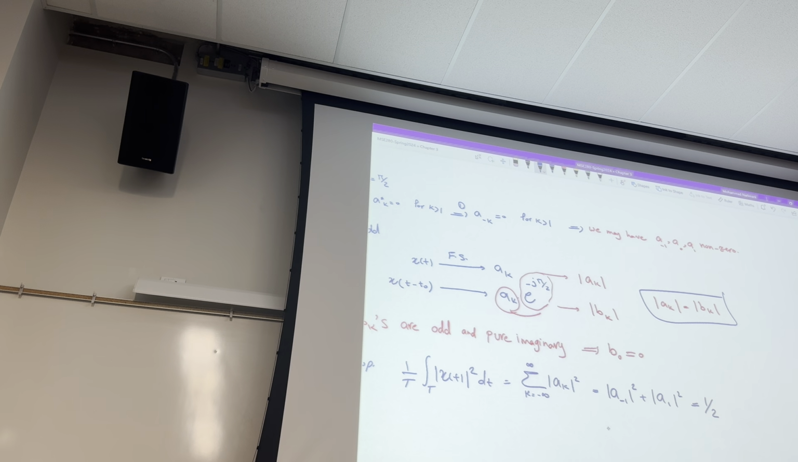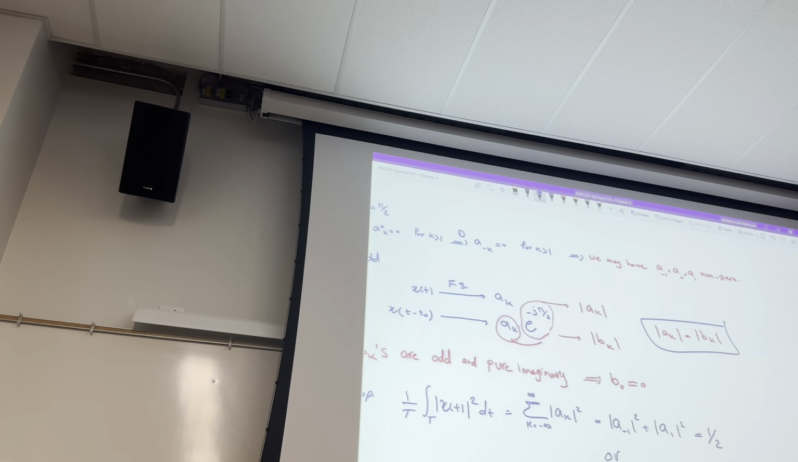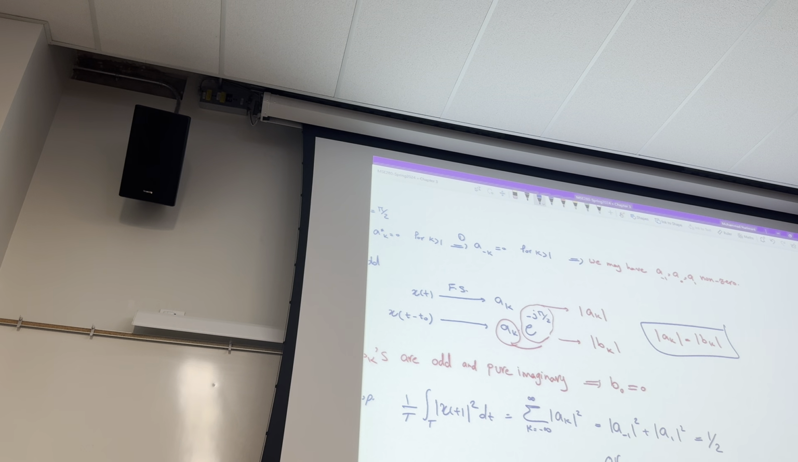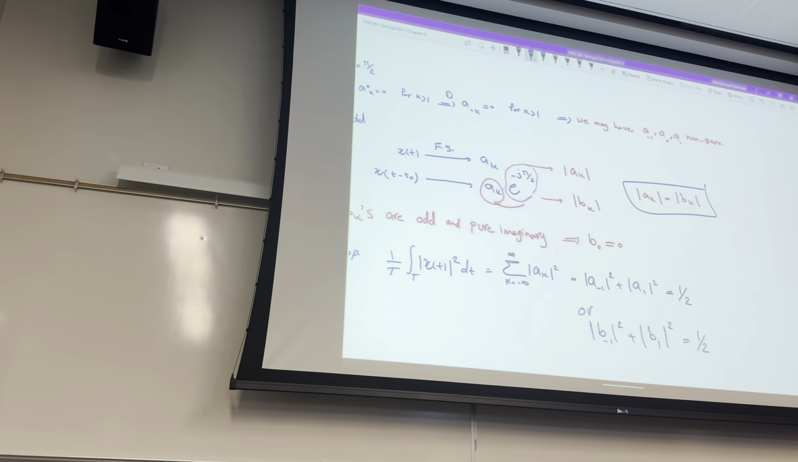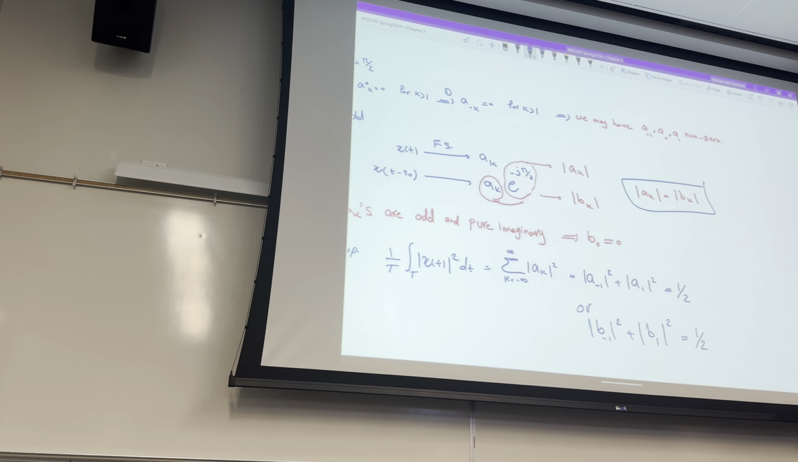I can say B minus K root of 2 plus B1 is 1 over 2. And we said that this B is pure imaginary.